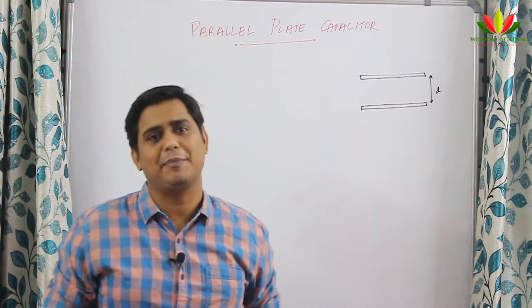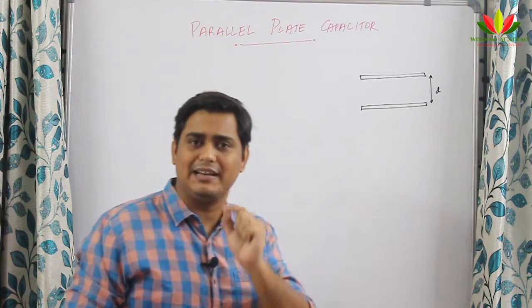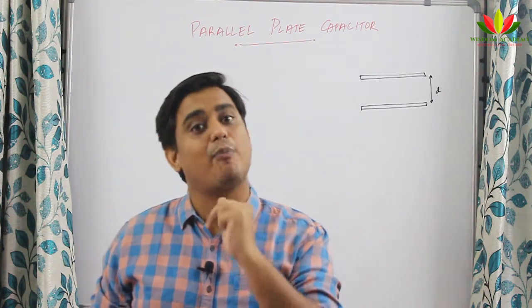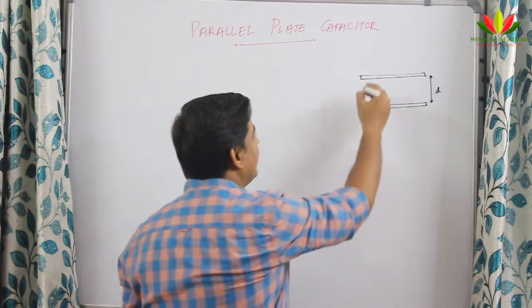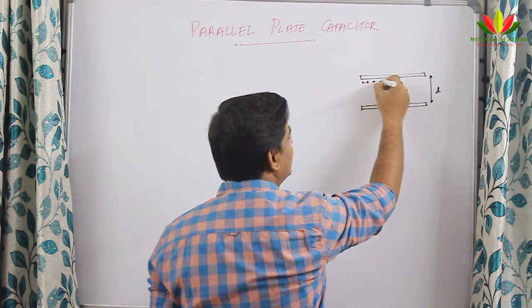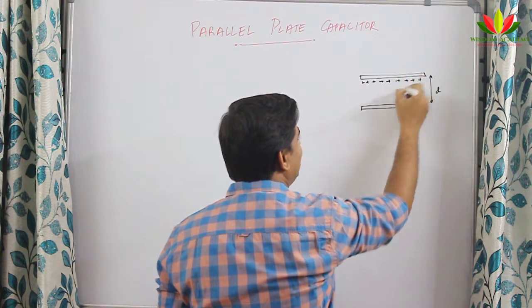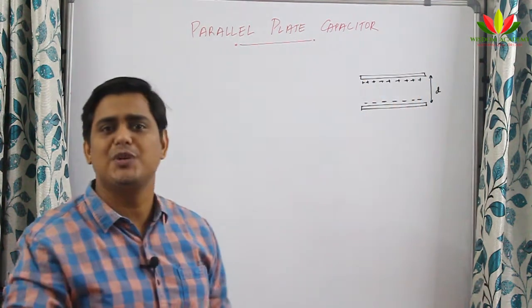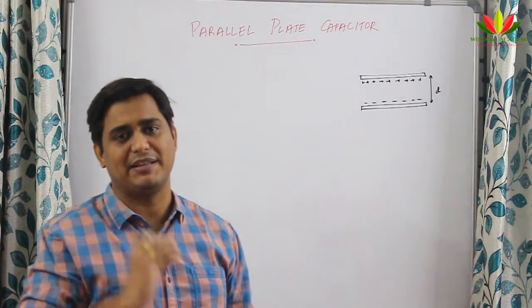In the principle of capacitor itself, I told you that it will consist of two plates and they will be charged plates, they will have opposite charges. So suppose here I have complete positive charge and here I have complete negative charge, separated by small distance d. This arrangement will be known as parallel plate capacitor.